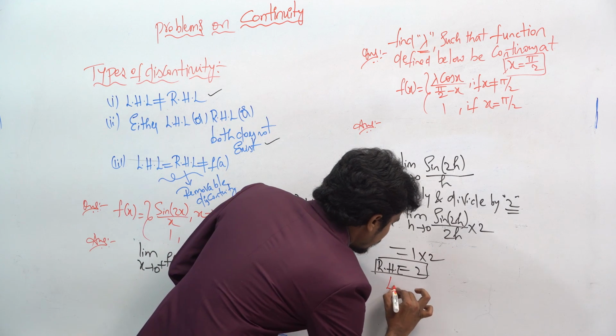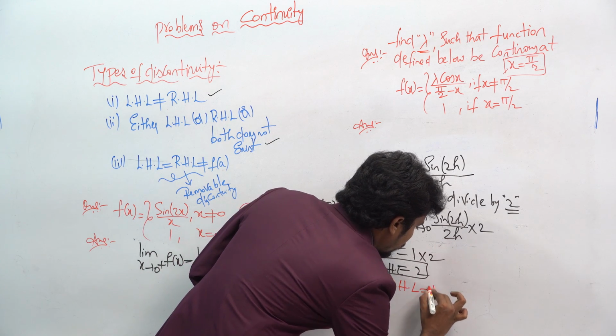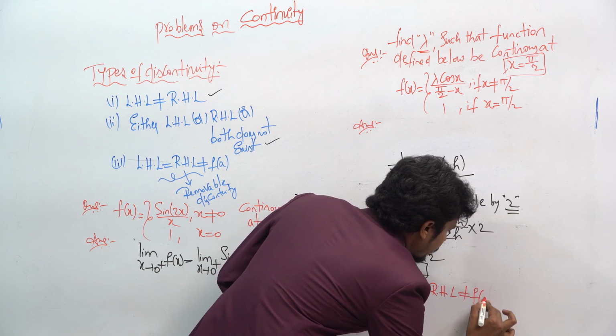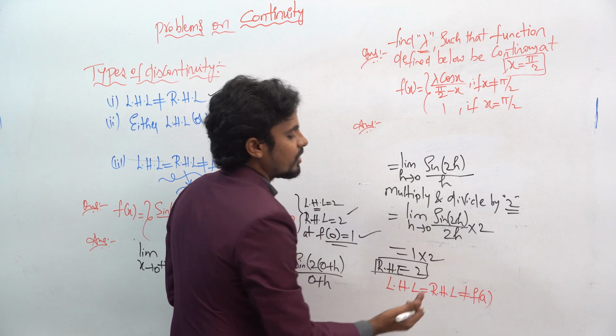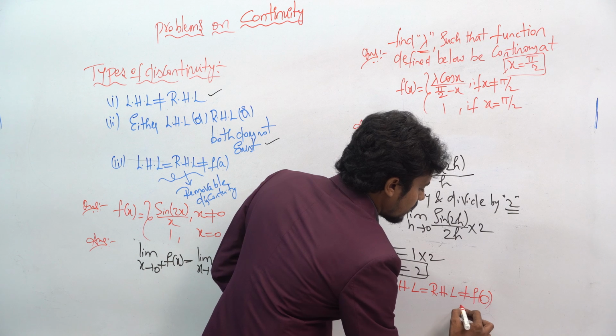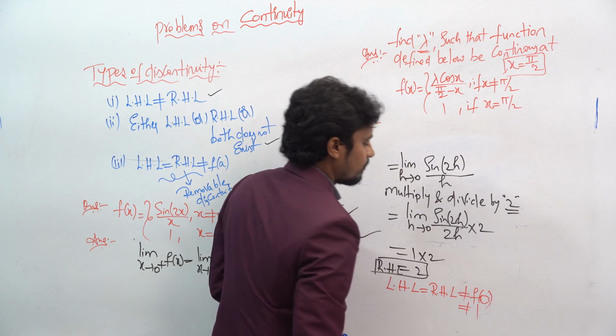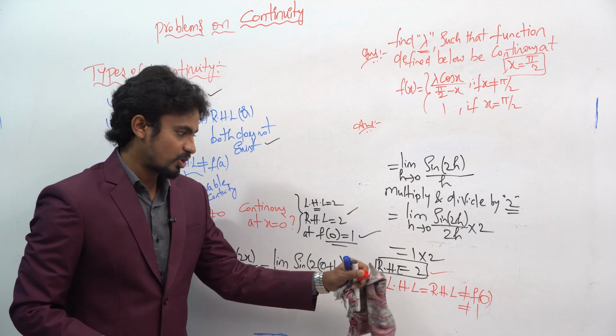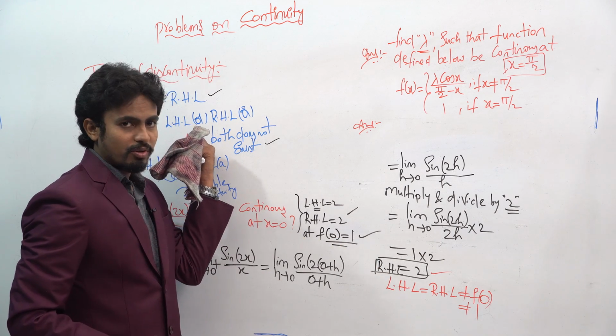Here the left hand limit is equal to the right hand limit, but not equal to f of a. Here, putting a as 0, f of 0 is how much? That will be 1. But actually how much do you get? You will get 2. This type of discontinuity is said to be the third type of discontinuity.